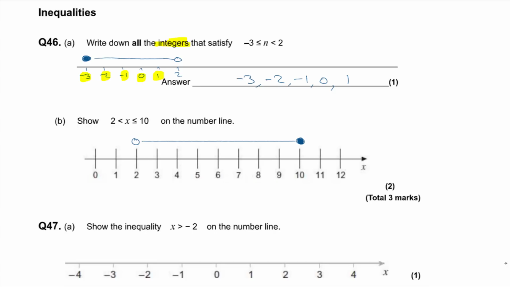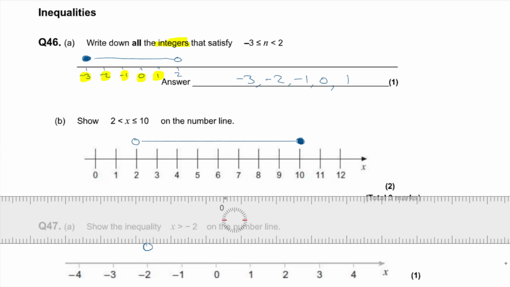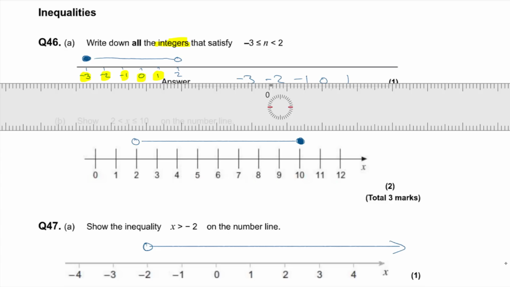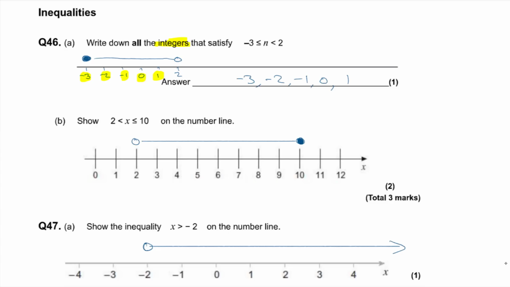47a says show the inequality x is greater than minus 2 on the number line. Okay, so similar thing. I'm going to have a circle at minus 2. Now I haven't got another circle it joins up to. So just in this one, I'm just going to have a line that's infinitely going on off the end of the line. I'm just going to draw an arrow and it continues in that direction. Do I fill in that circle there? No, I don't, because x needs to be strictly greater than negative 2. So open circle at minus 2 and an arrow pointing off to the right.